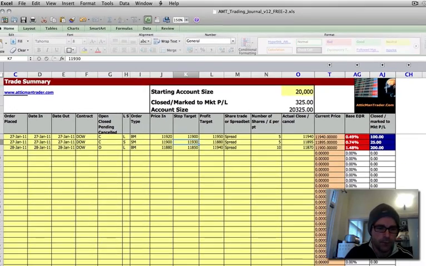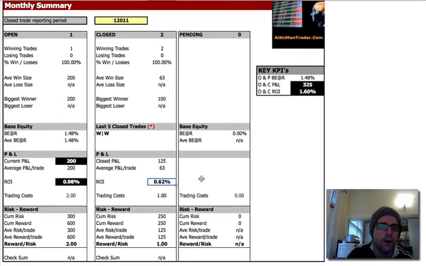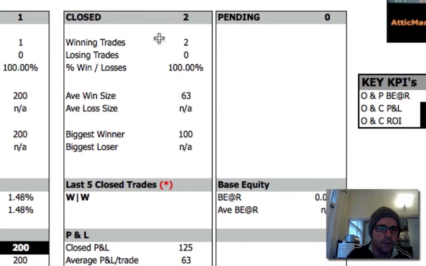Now let's take a look at the summary sheet, which shows the positions that I've closed, the positions that are still open for this particular reporting period. 1 to 11 is January 2011, and these show the pending trades. So when I was using this to swing trade, I might have 4 or 5 pending positions. I might be going into the market using a limit order. This would show the details of those pending trades. In terms of what we're looking at here, we look here in the closed section. We can see that of the trades that have closed, both were winners.